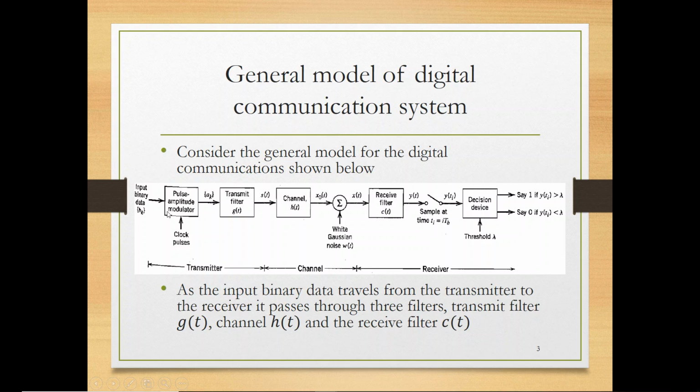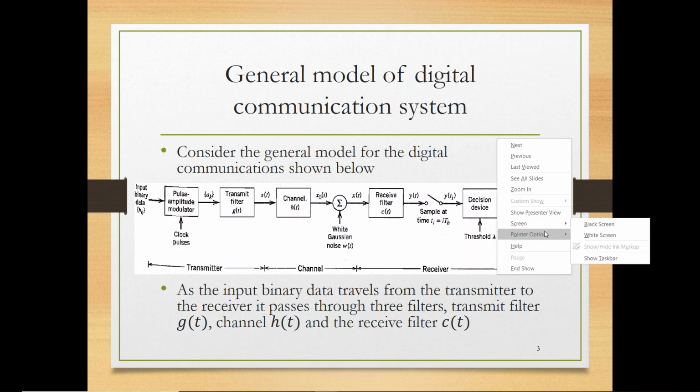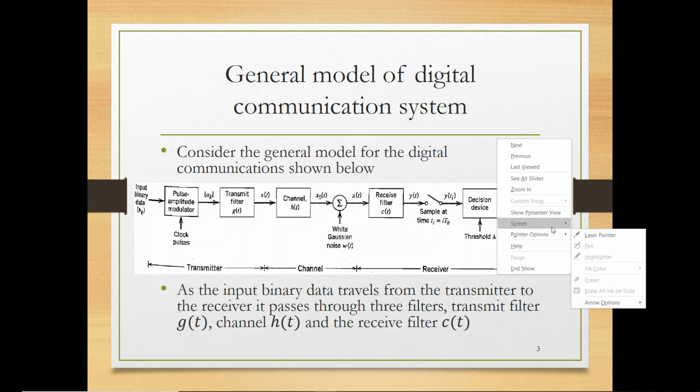Usually we have input binary data. We denote it by P_k. Then this passes to the pulse amplitude modulator, and this maps, for example, 0 to plus A, and 1 to minus A. And then we have the transmit filter, which we denote by g(t), and this is very important actually.